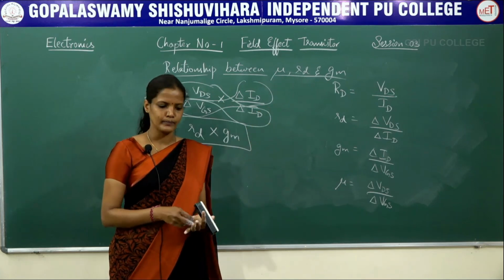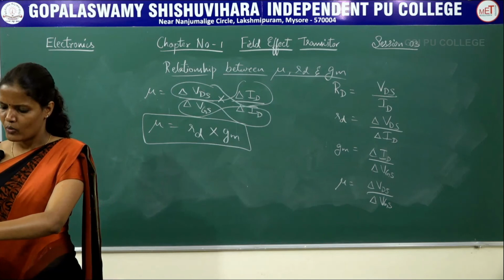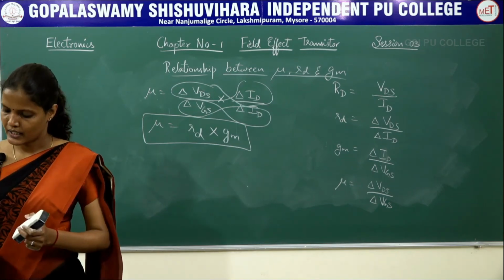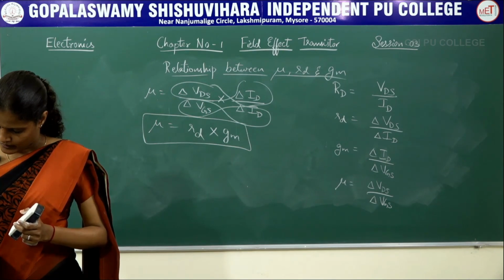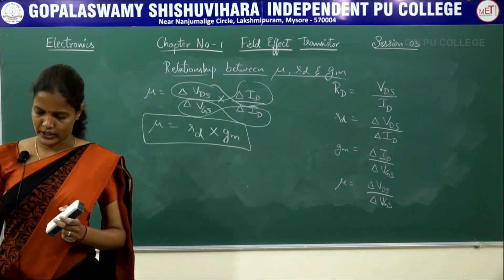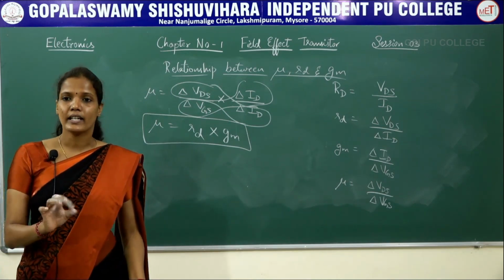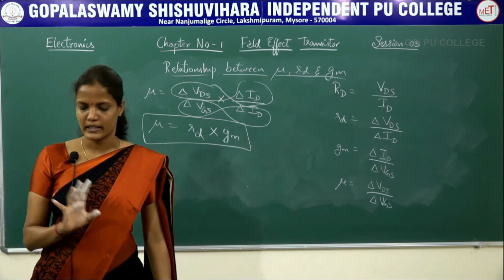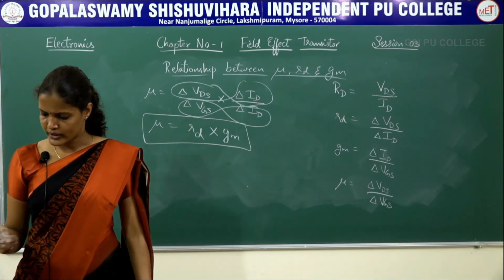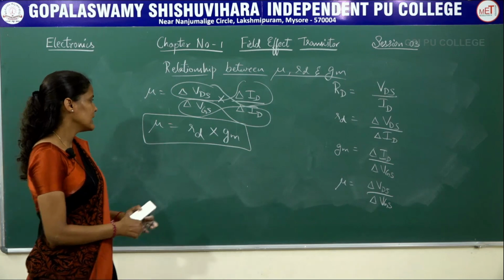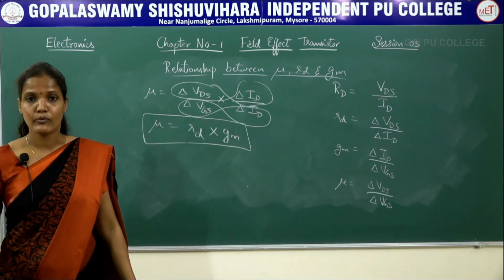So now, as usual, let us see what questions are asked in these particular topics. Define pinch off voltage. It is asked for 1 mark. It is the voltage at which the drain current will be equal to 0. That itself is pinch off voltage. Derive the relation mu is equal to Gm into rd. This particular derivation you have to write, and that is for 3 marks.